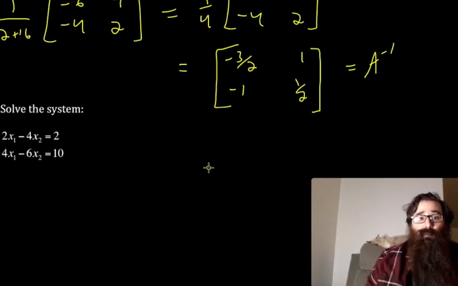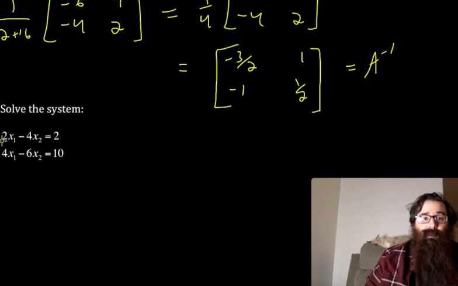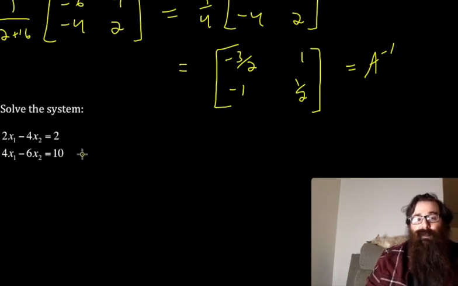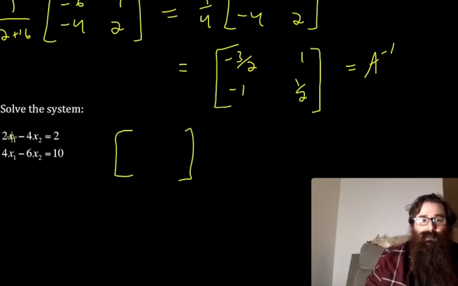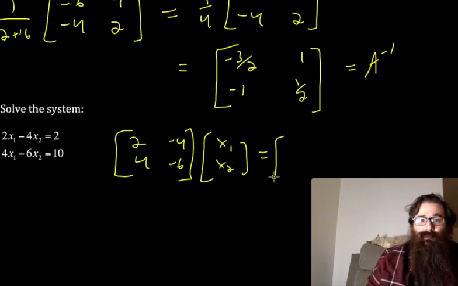We have an interesting follow-up question. Solve the system. Here we have 2x1 minus 4x2 equals 2, 4x1 minus 6x2 equals 10. If I convert this into a matrix equation, and let me actually write out that matrix equation, I get a coefficient matrix. Take the coefficients, 2, -4, 4, -6, times this vector x with entries x1 and x2 equals this vector, which we usually call b, with entries 2 and 10. So this is really just another way of thinking Ax equals b.